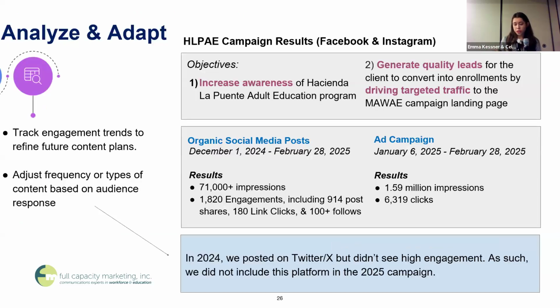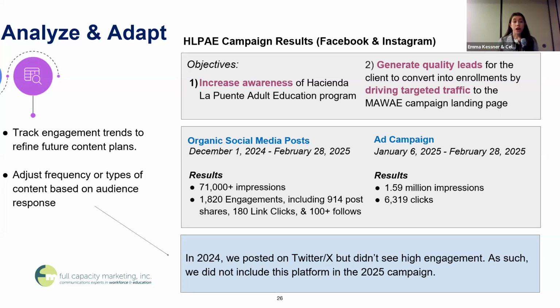All right, so once you actually come up with the content, then you go and analyze the effectiveness of your content, maybe adapt if you see that video content is really performing well. So, tracking engagement trends, adjusting the frequency or types of content. For example, we noticed that Twitter X didn't really perform well in our first marketing campaign. Not as many people are using it anymore, so we did not end up using it for the second integrated marketing campaign.